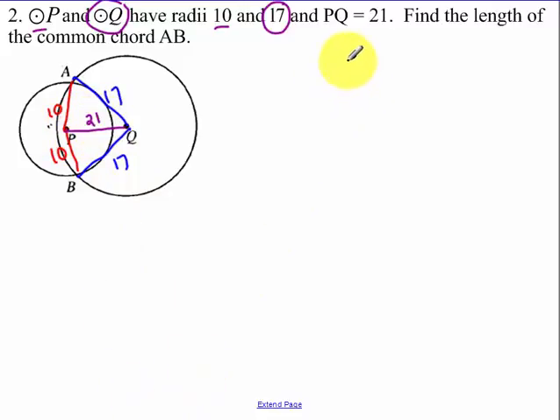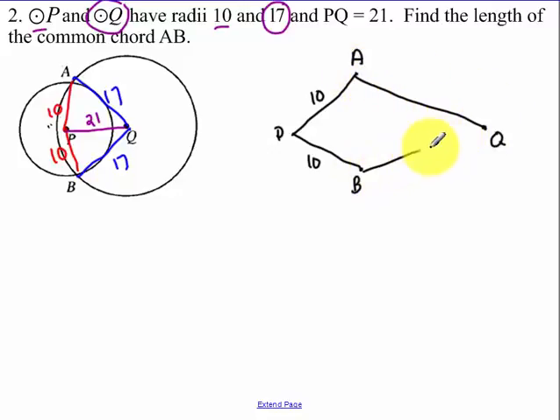Let's get an expanded picture of that. And I'm going to make it look a little bit nicer for us. So put point A, point B. This is point P, where each one of those is 10. And then over here we have point Q, where those are each 17. And I know that this whole segment PQ is 21. I need to find the length of segment AB. Okay, well, it's a kite, so we know our diagonals are perpendicular. And we know, because it is a kite, that one diagonal PQ bisects diagonal AB.